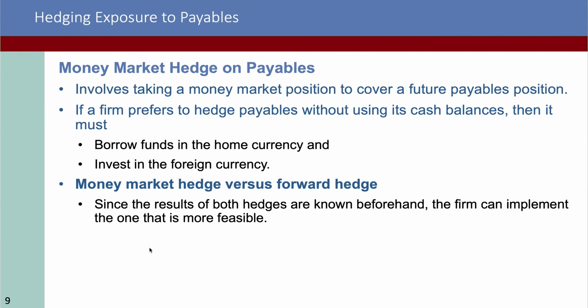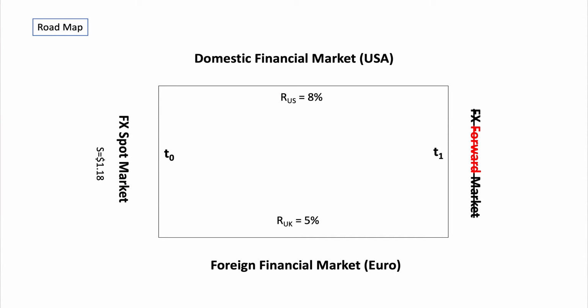Let's use my favorite box approach. We call it a roadmap. This is a good method for you to analyze how to use the money market to hedge. So here is the box. On the top is the domestic market. On the bottom is the foreign market. Time 0 means now or day 1. Okay. T1 or cap T means in the future.